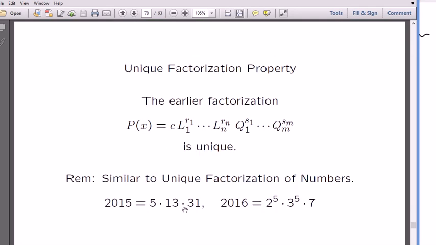The second one was the unique factorization property. If you factor like this, the unique factorization property says there's no other way to do it. That's the only way. Like the number 2015, I actually factored it; I never did it before. 2015 factors into the prime numbers 5, 13, and 31, and there's no other way to do this. That's called the unique factorization property. That holds for numbers as well.